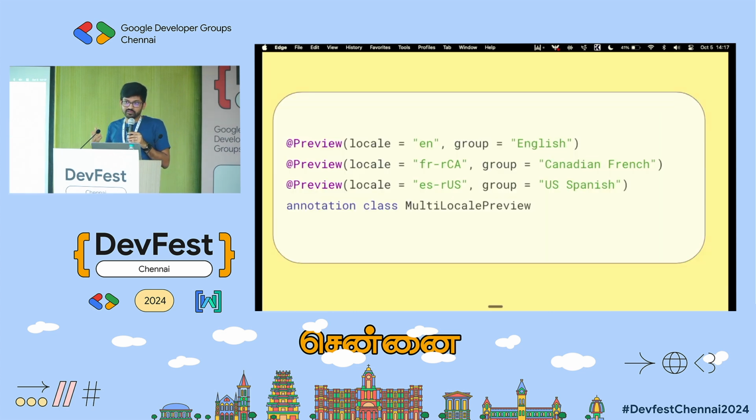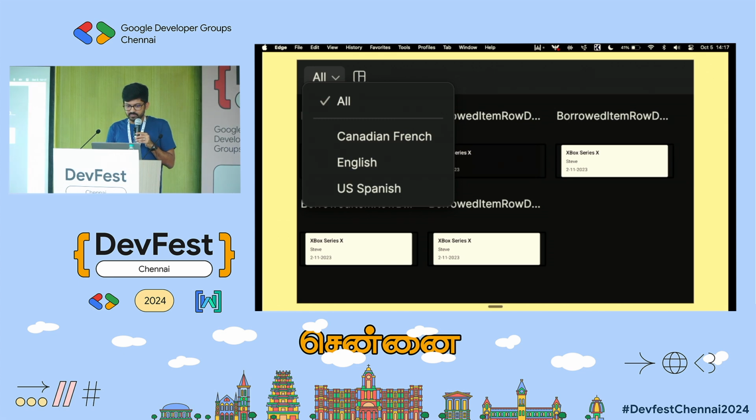This is where group names come in. In this example, I have given group names to each of the previews: English, Canadian, French, and US Spanish. Now, whenever I use this, I will get a drop down like this whenever looking at my previews. So I can filter my previews at one go. So if I'm just changing Canadian French, I can use that filter, change only the text, and not have to look at English or Spanish till the time I want to look at them.